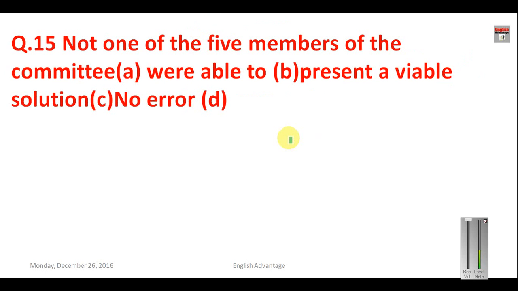Question number 15 says, not one of the 5 members of the committee were able to present a viable solution. Okay, "not one". One and not one, both of them are singular. So that is why in place of "were", you have to write "was". And your answer will be B.